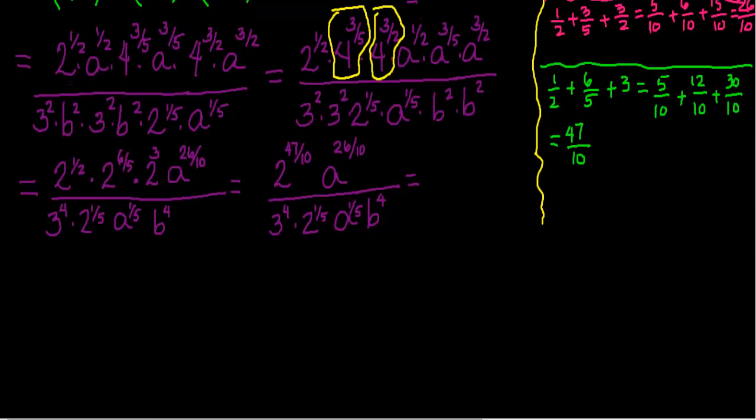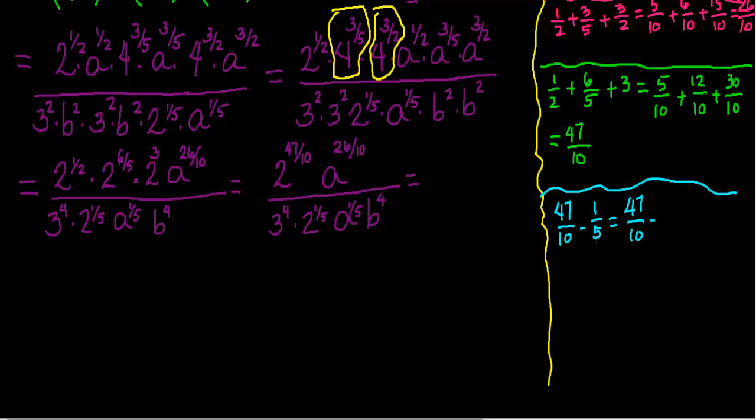Let me bring this down a little bit. So what I'm going to do here is, since 2 and 2 are the same base and they're in a fraction, I can subtract 47 tenths minus a fifth. So this is 47 over 10 minus 1 over 5. Common denominator is 10, so that equals 47 tenths minus 2 tenths. And that equals 45 over 10. And I can reduce this. I can divide by 5 in the numerator and get a 9, and by 5 in the denominator and get a 2. Okay? So that gives me, for this base 2 number, a total of 2 to the 9/2 power. Okay?